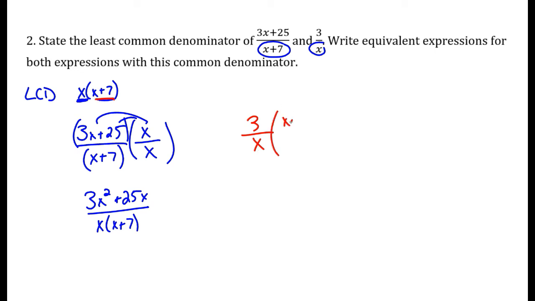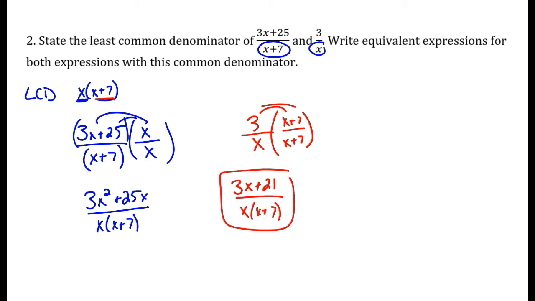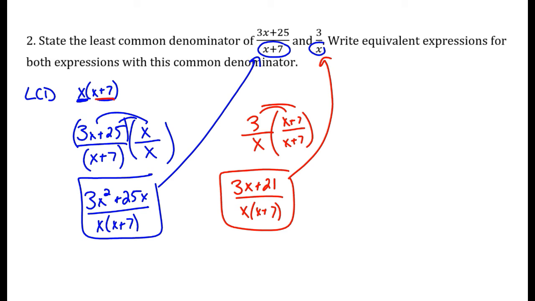The second expression has the x, but it's missing the x + 7. So let's multiply that by (x + 7)/(x + 7). If I distribute, I get (3x + 21) over, I'll leave that in factored form in the bottom. Those are my two equivalent expressions. I changed the way they look, but they're still really the same as where we started. All I did was make sure that they had a common denominator by multiplying the numerator and the denominator by the same value.